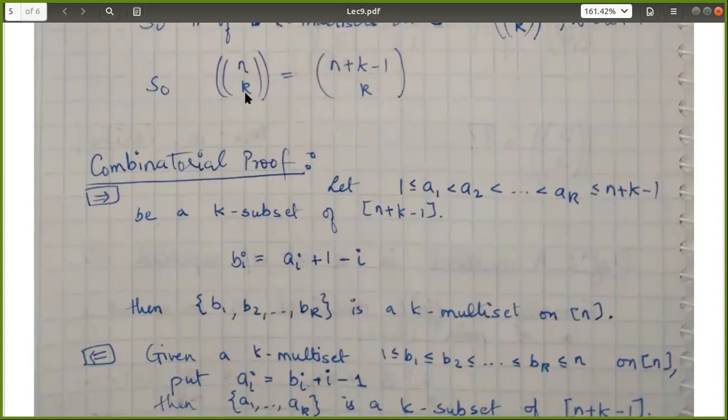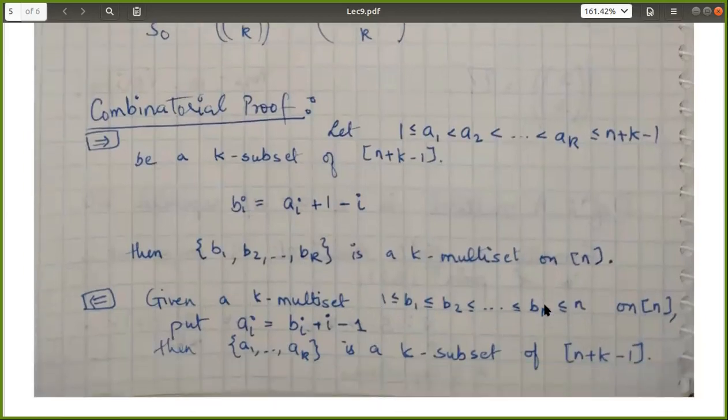Now the other way around, if I have to show that something here gives me something here, you start with a K multiset, B1, B2, so 1 less than or equal to B1 less than or equal to B2 and so on, less than or equal to BK less than or equal to N on this set N, and just the reverse of this, put AI to be BI plus I minus 1. So BI maximum would have been my BK. You're adding a K and a minus 1. So N plus K minus 1 is the highest it could have hit. Therefore, A1, A2, AK is a K subset of N plus K minus 1.